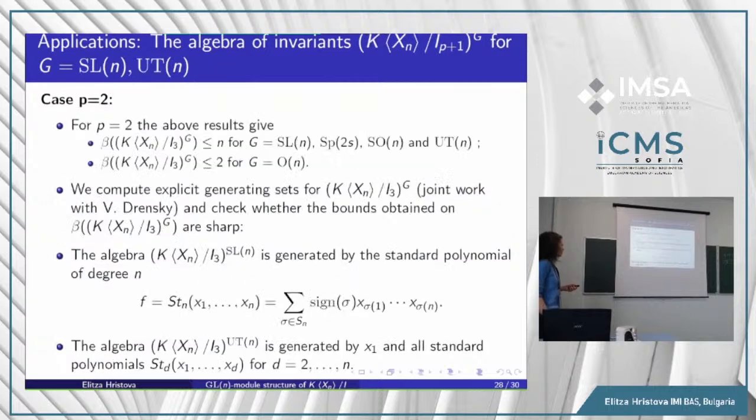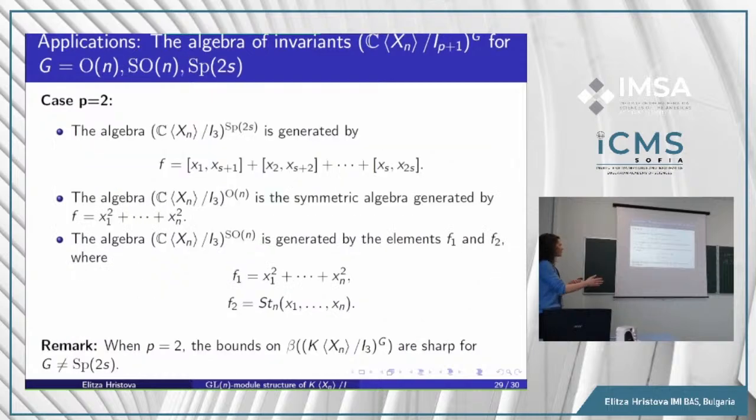So the result of this checking is that when p is equal to 2, so when we quotient by the ideal generated by triple commutators, this bound is sharp in all cases except when G is the symplectic group. When we take p equal to 1, the previous case, I didn't mention it because this is the symmetric group and it's very classical. There all bounds are obtained. So for p equal to 1, all bounds are obtained.